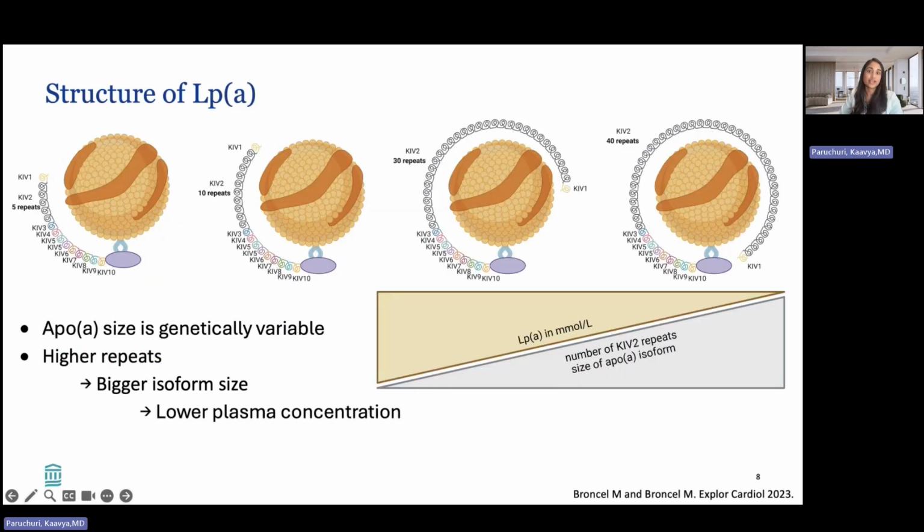LPA levels are largely genetically determined, with about 60 to 70% of plasma concentration explained by variation in the LPA gene in particular. This is driven by the number of Kringle-4 type 2 repeats across the two LPA alleles. A higher number of Kringle-4 type 2 repeats produces a larger ApoA isoform. These larger ApoA isoforms are retained and degraded more within the hepatocyte and endoplasmic reticulum, thus resulting in lower circulating LPA levels. In contrast, the smaller ApoA isoforms are secreted more efficiently and are associated with a higher plasma LPA concentration. So paradoxically, fewer Kringle repeats translate into higher lifelong exposure to LPA.